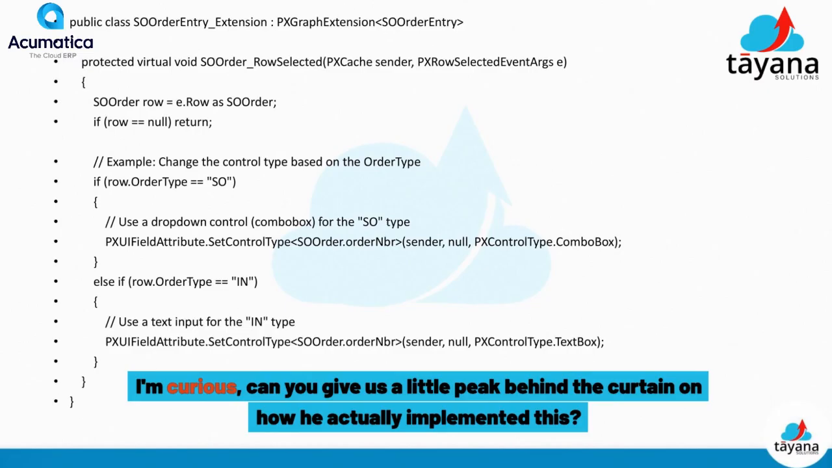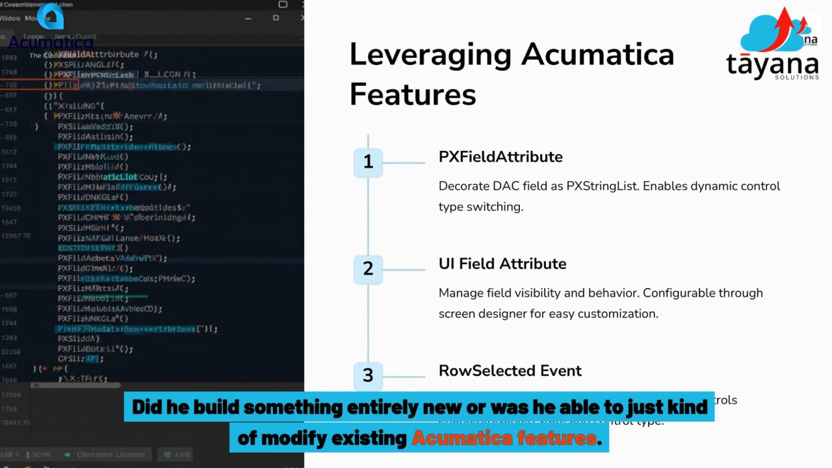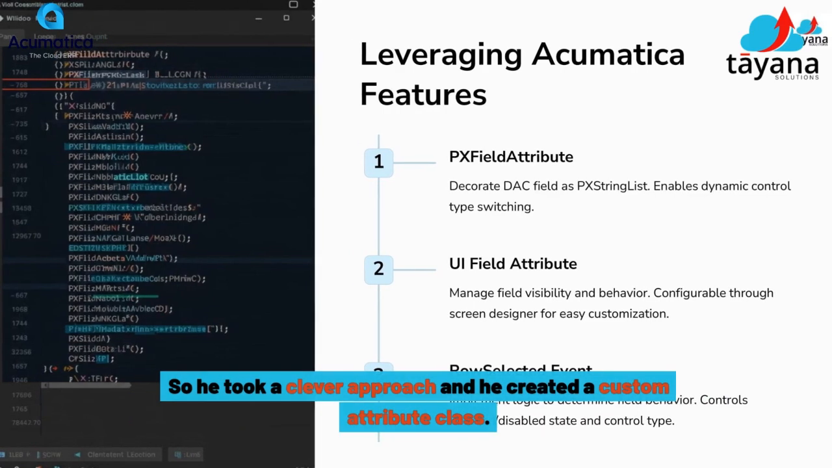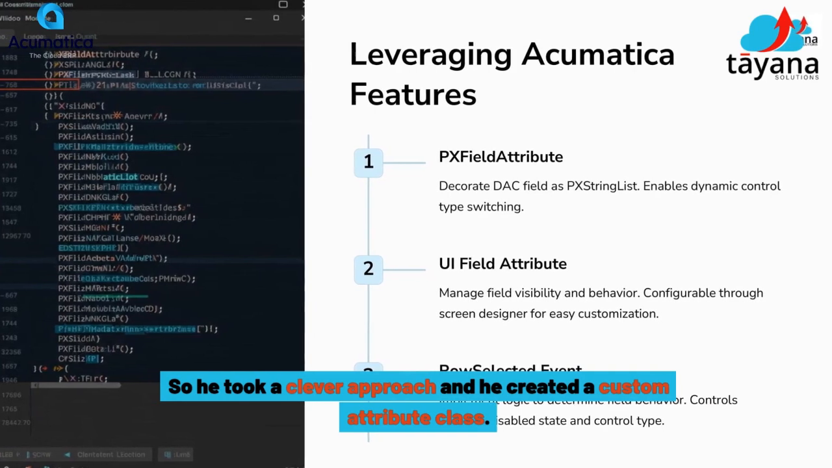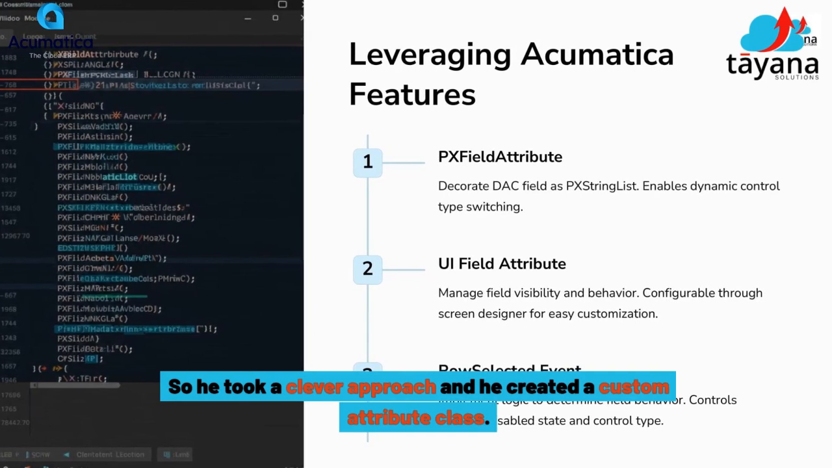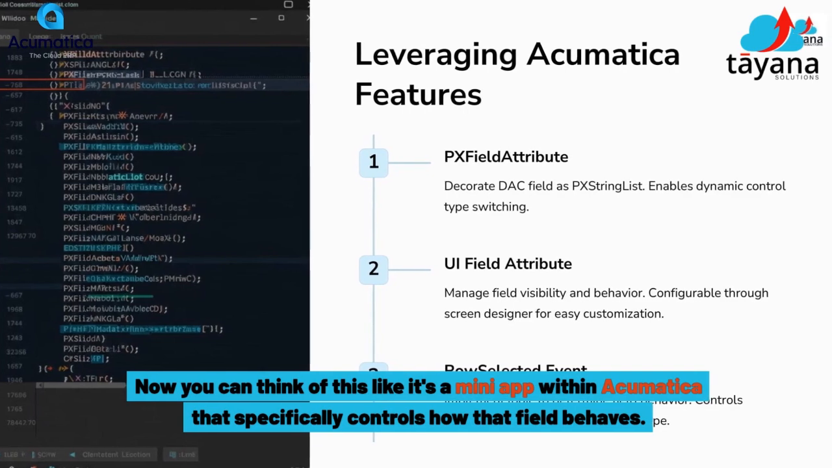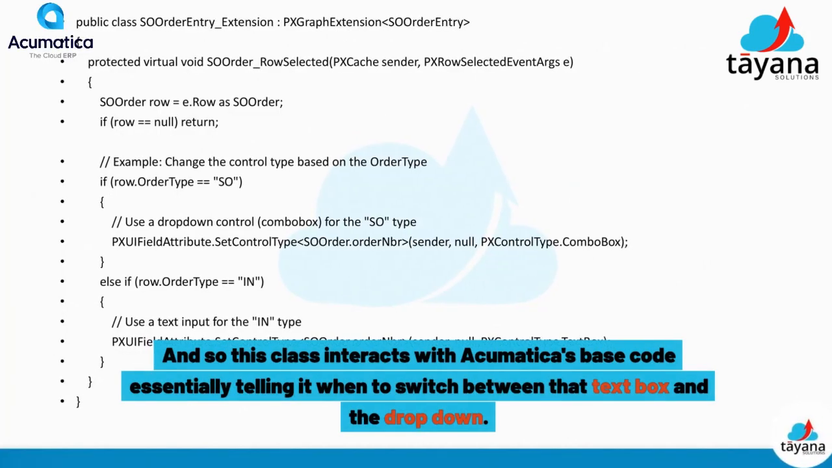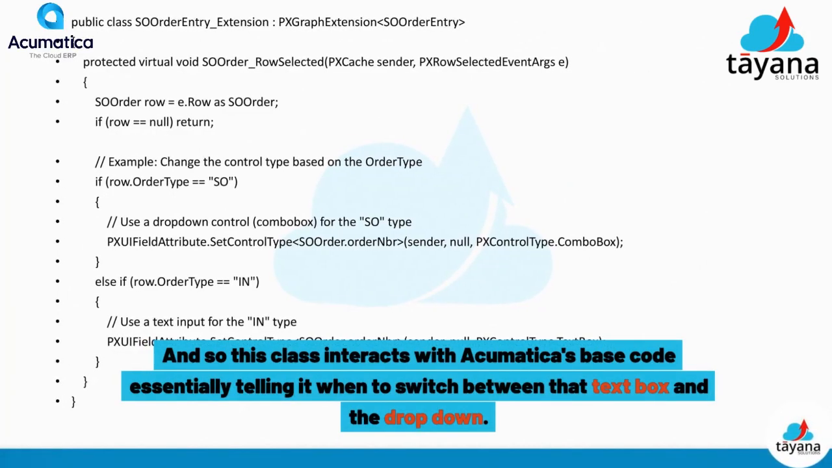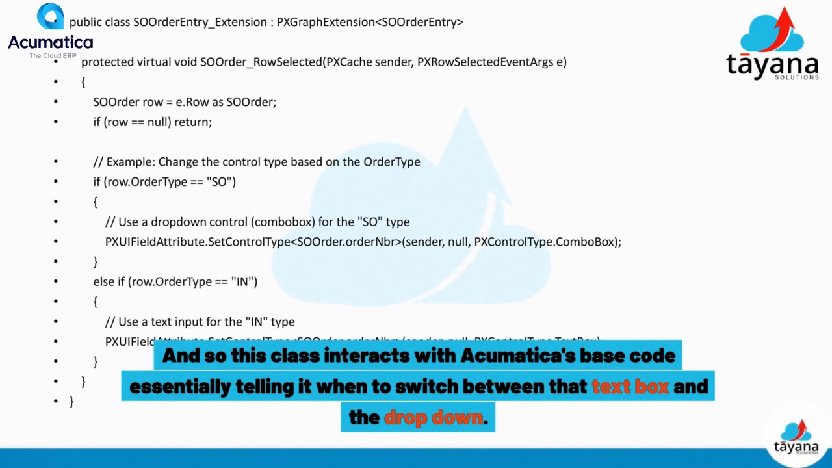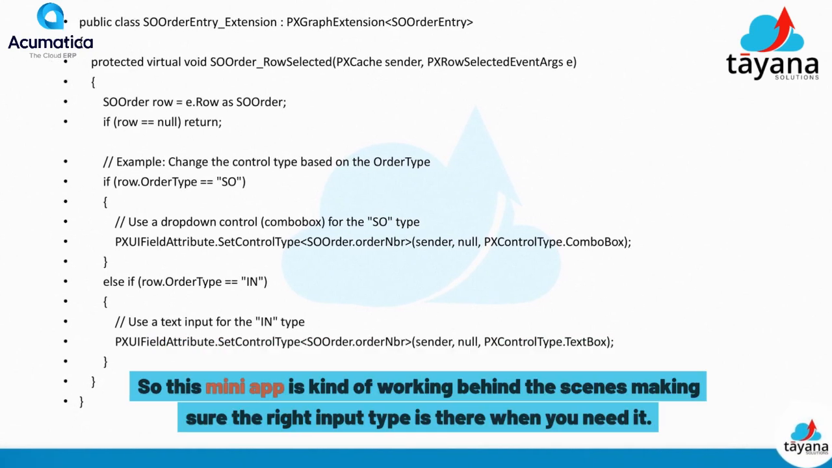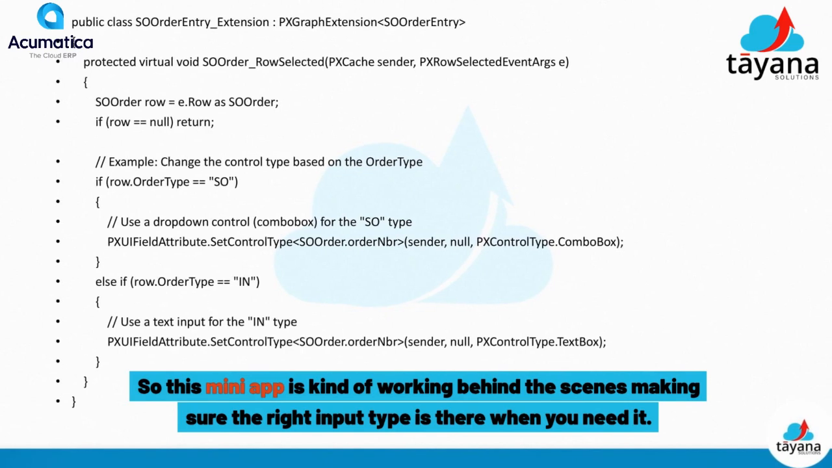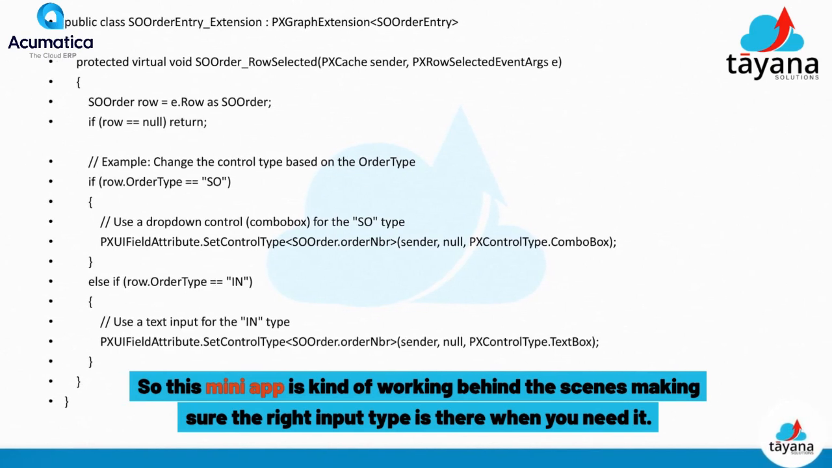Did he build something entirely new, or was he able to modify existing Acumatica features? He took a clever approach and created a custom attribute class. You can think of it like a mini app within Acumatica that specifically controls how that field behaves. This class interacts with Acumatica's base code, essentially telling it when to switch between the text box and the drop-down. So this mini app works behind the scenes, making sure the right input type is there when you need it.